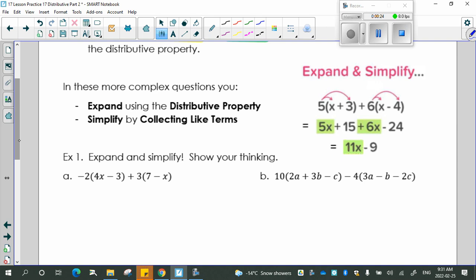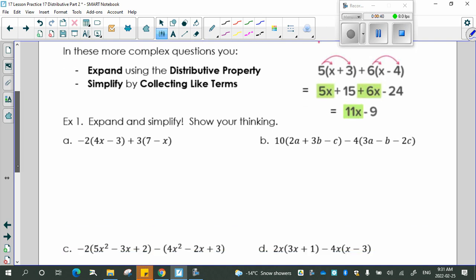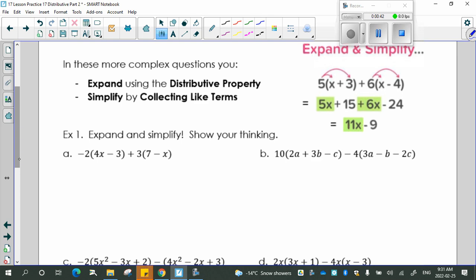Expand using the distributive property, shows that step there. And then simplify by collecting like terms. The 5x and 6x can add up to 11x, and positive 15 minus 24 is negative 9. So it shows an example there. So then we've got a few to try.